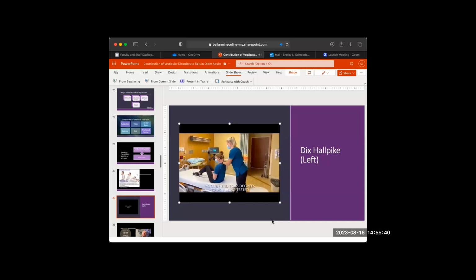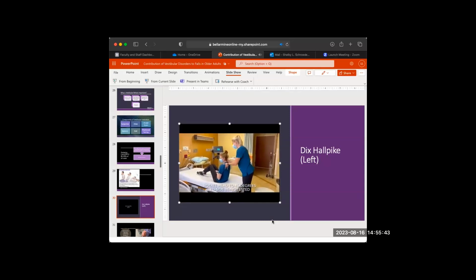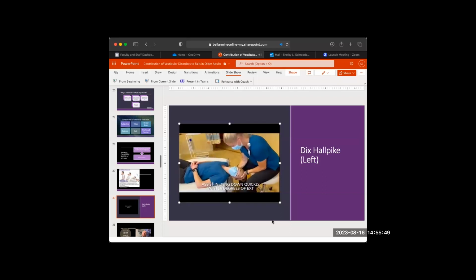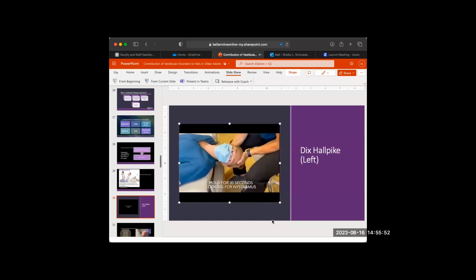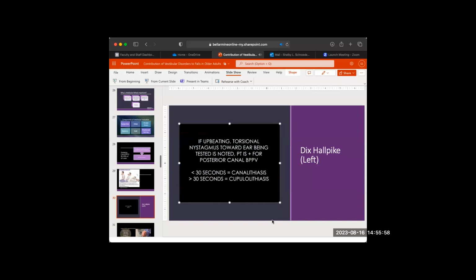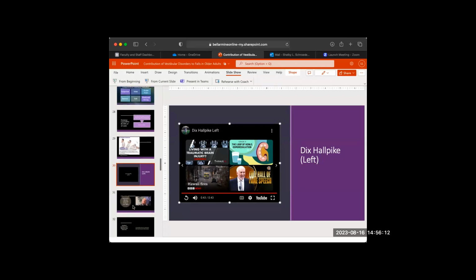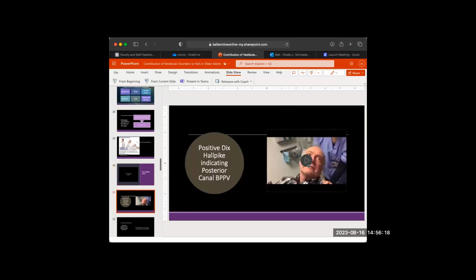Yeah. So you can see this person on a hospital bed, upside down with the end taken off. We start them in a long sitting position, turn their head towards the side we're testing. So we're testing the left side, 45 degrees, and then 30 degrees of extension. And we hold that for 30 seconds. If we see upbeating torsional nystagmus, which you're going to see a video of, towards the ear being tested, like towards the left side in that case, that's a positive test. Usually it happens within 30 seconds of when you lay them down, and it might last 30 seconds to a minute. So here is an example of a positive test.